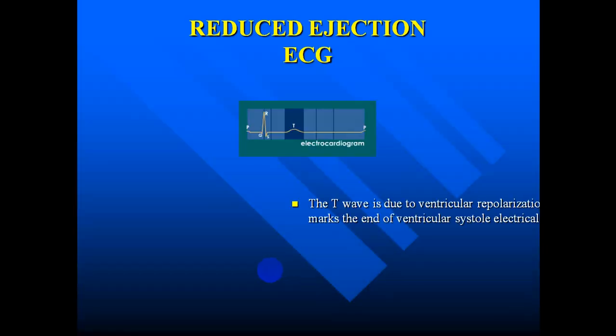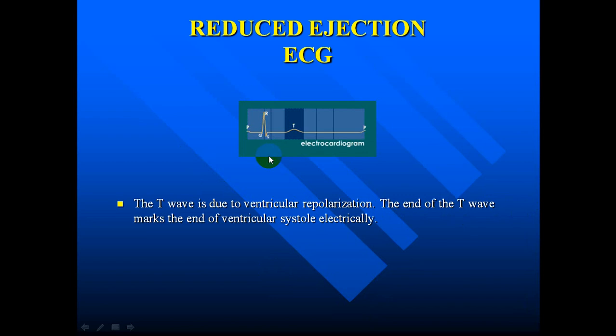What is the ECG finding? There is ventricular repolarization. As we said, the T wave is due to ventricular repolarization. The end of the T wave marks the end of ventricular systole, as we said.